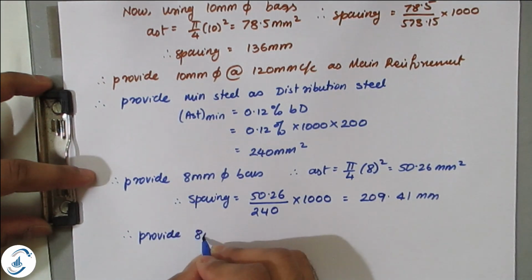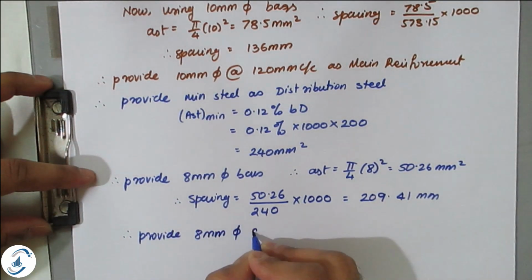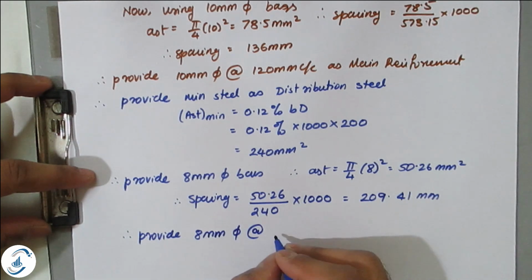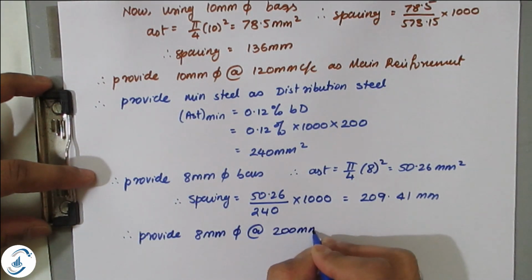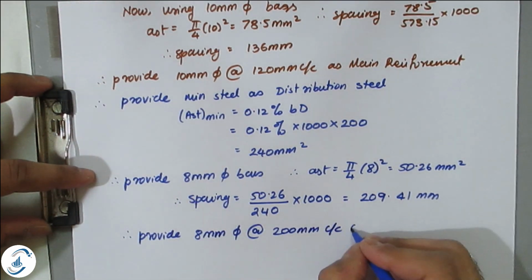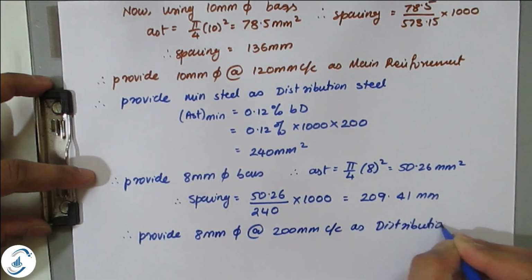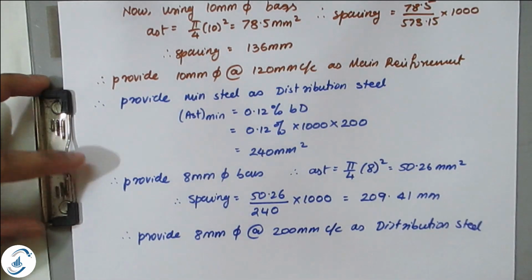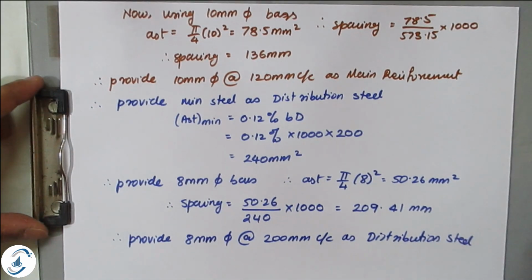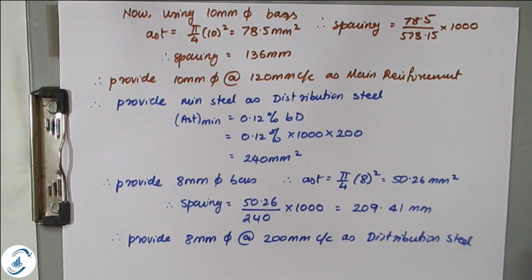Therefore, provide 8 mm bars at, we will make it 200 mm center to center as distribution steel. So this is how you have to calculate the main reinforcement and distribution reinforcement.